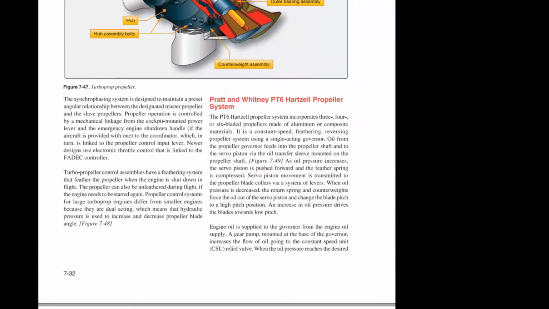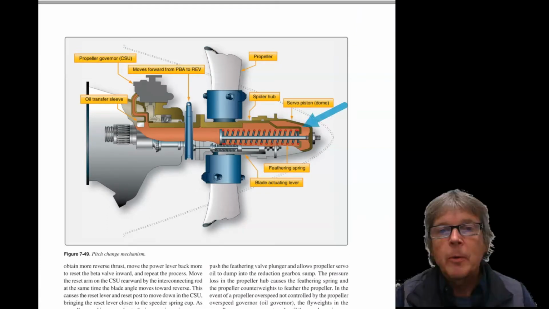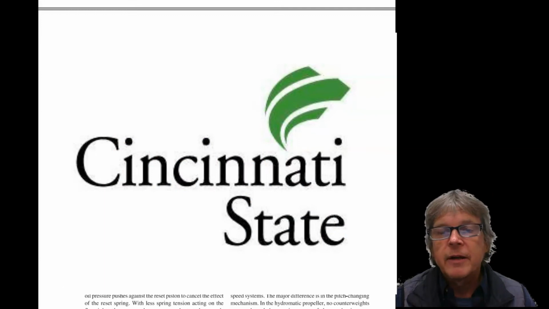So what that's telling us is that the piston is taking it towards a lower pitch as we fill it with oil. The feathering spring will try to take it to feather, and then the counterweights, they will also try to take it to a high pitch. These are all controlled through the prop governor on the front of the turbine engine.